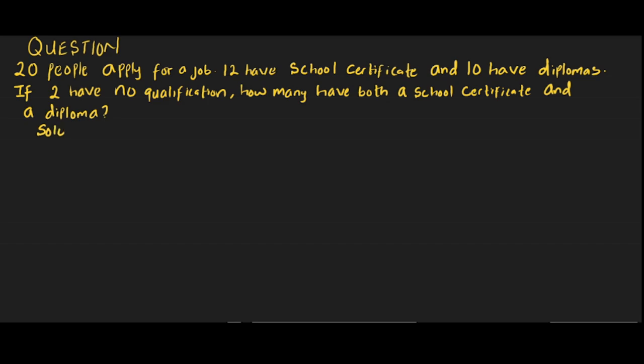Solution. We have 20 people apply for a job. That means the total number of people who apply for the job is 20. That means the universal set is 20. We have n(U) is 20.